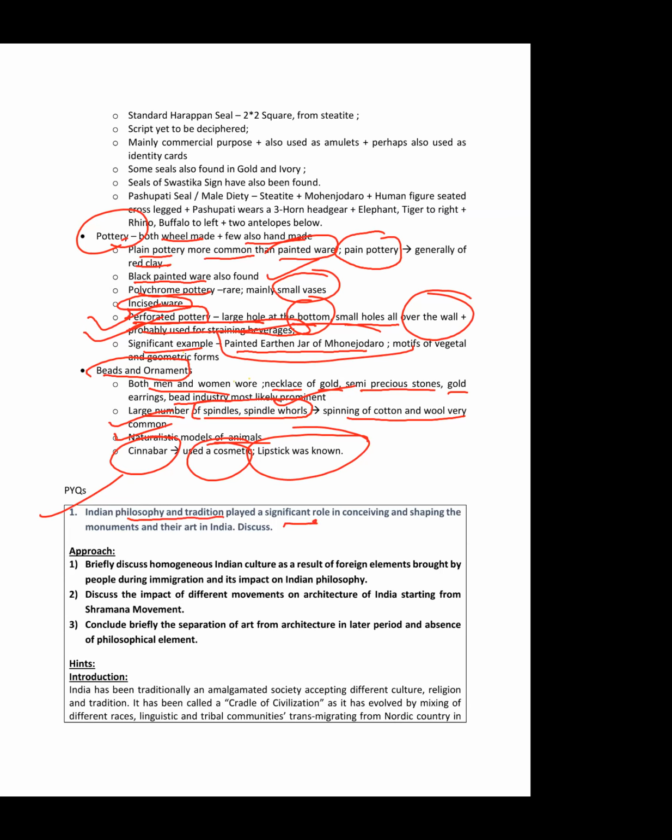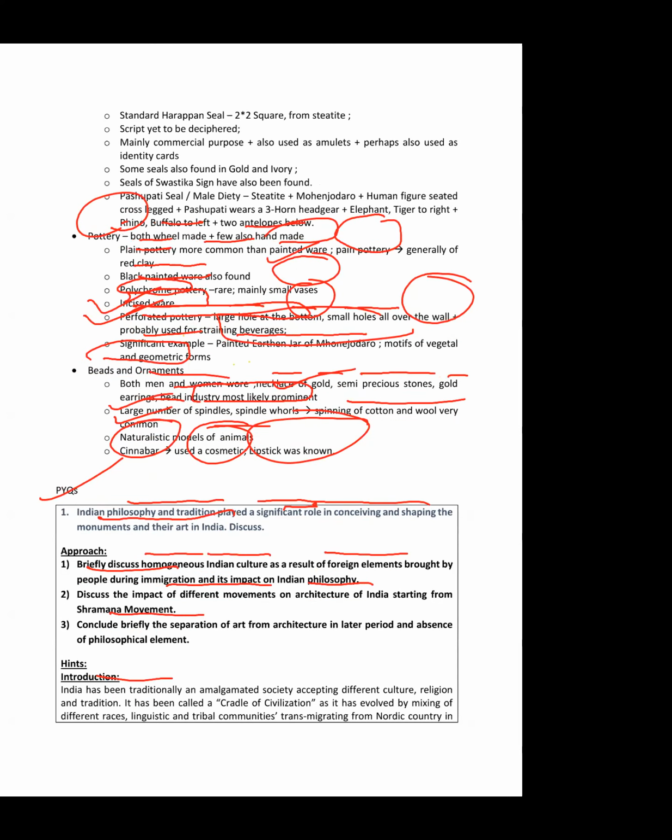Indian philosophy and tradition played a significant role in conceiving and shaping the monuments and art in India. Approach: discuss homogeneous Indian culture as a result of foreign elements brought by people during immigration. Discuss the impact of different movements on the architecture of India. Conclude, right? So India has been traditionally, and you can read this thing, right?